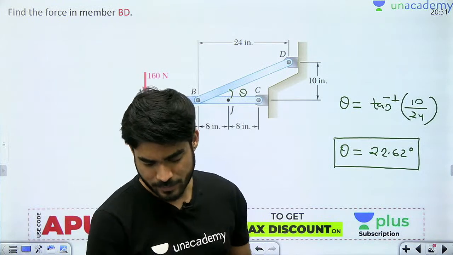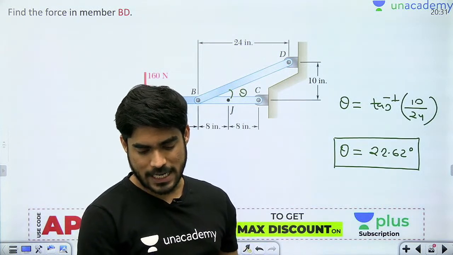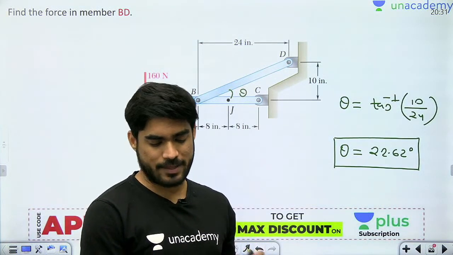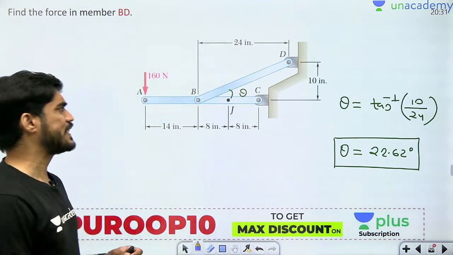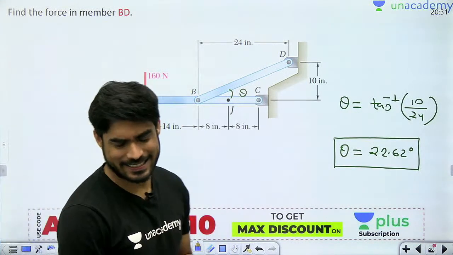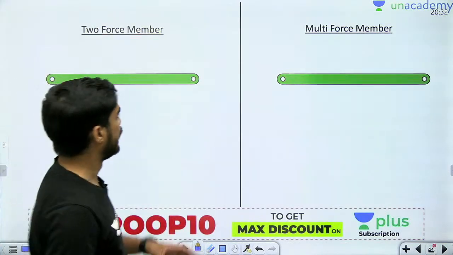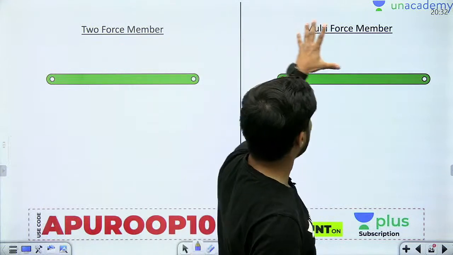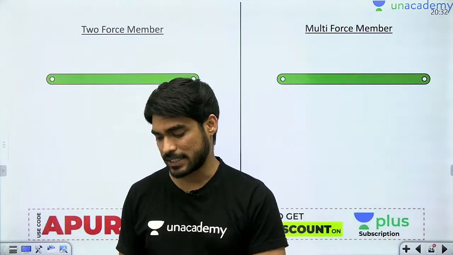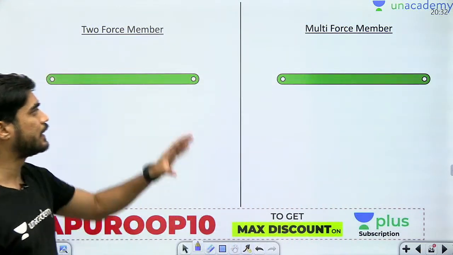So I hope that everyone is clear about this particular problem. If you have understood this problem, what is the next thing I want you guys to understand? I want you to understand in which condition we get a 2 force member and in which condition we get a multi-force member.